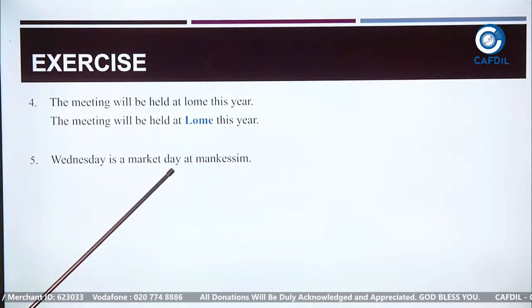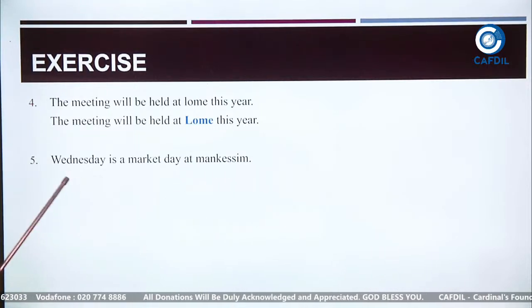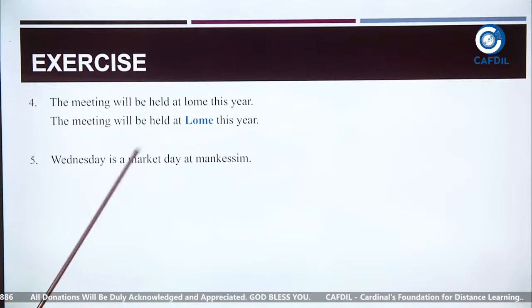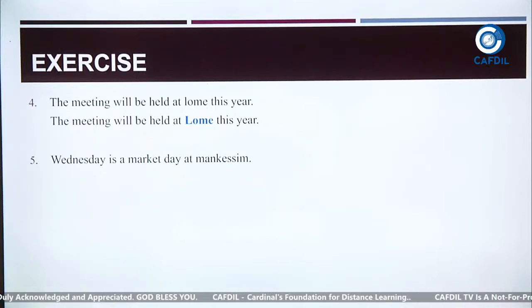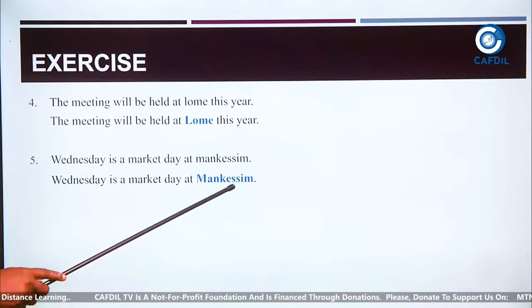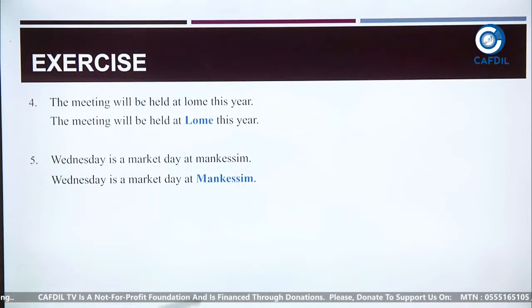Wednesday is a market day at Mankesim. What will be the proper noun in this sentence? And how are you going to write it? So the proper noun in this sentence is Mankesim, and we begin with a capital letter M.